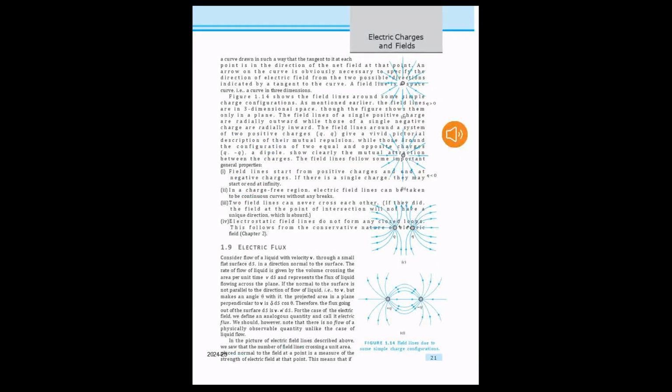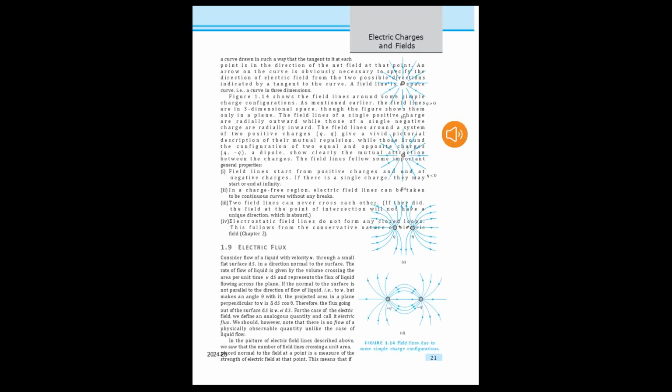An arrow on the curve is obviously necessary to specify the direction of electric field from the 2 possible directions indicated by a tangent to the curve. A field line is a space curve, that is, a curve in 3 dimensions. Figure 1.14 shows the field lines around some simple charge configurations. As mentioned earlier, the field lines are in 3-dimensional space, though the figure shows them only in a plane.